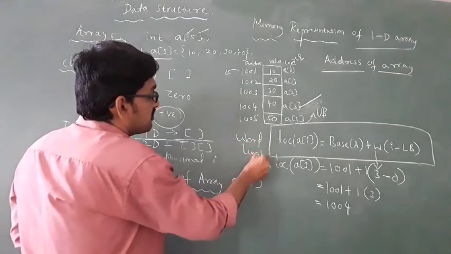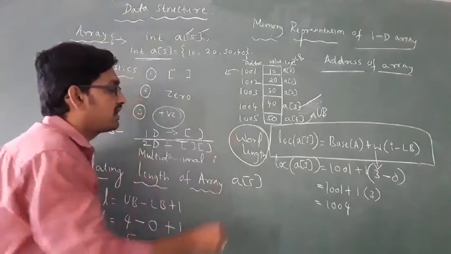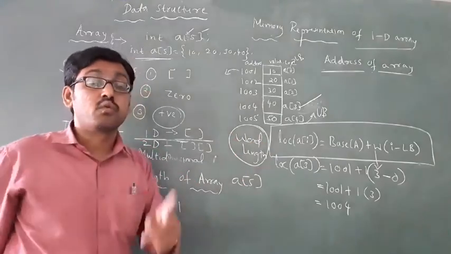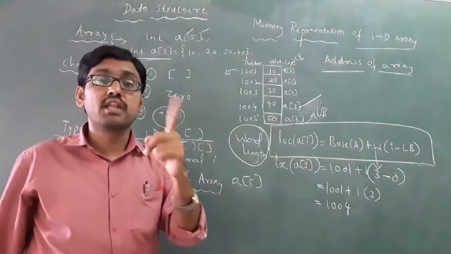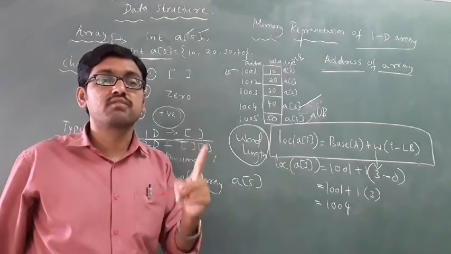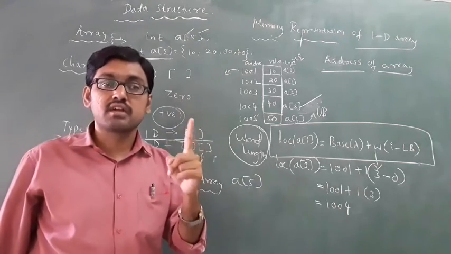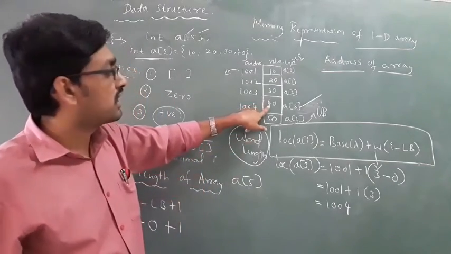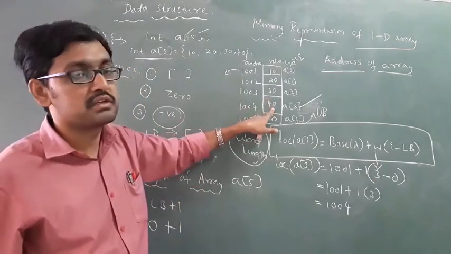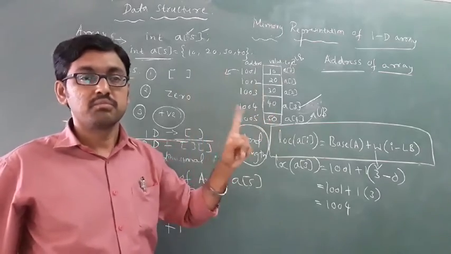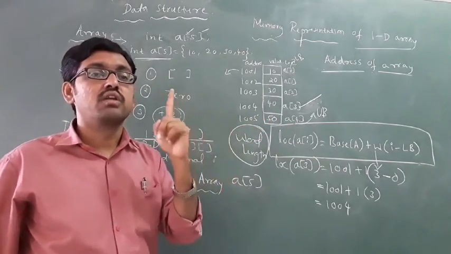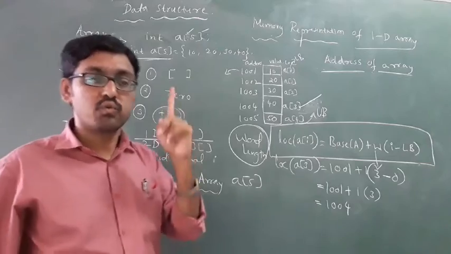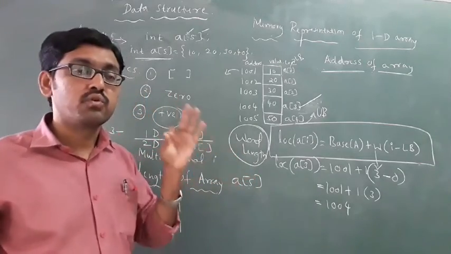Word length is always 1. Word length means the length of the word, the length of the character, the length of the number, that is nothing but 1. I am storing only one number here. See, one number. 40 is one number, that's why the word length is only 1. By default you have to put 1 only. Whatever problem they give, you put 1.